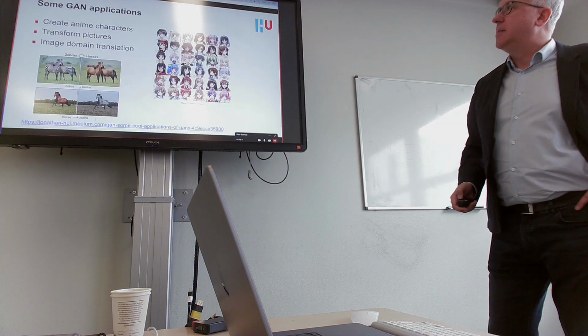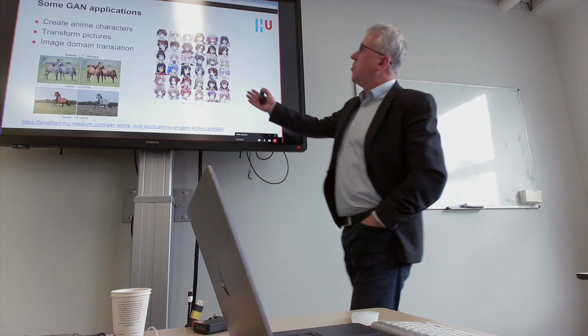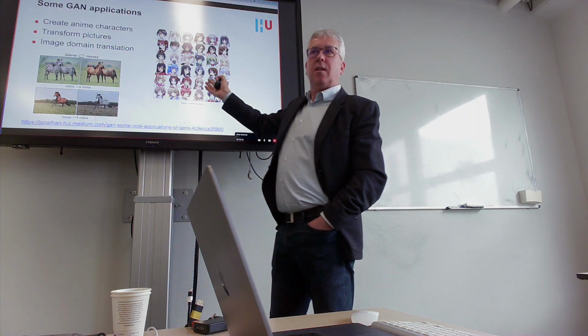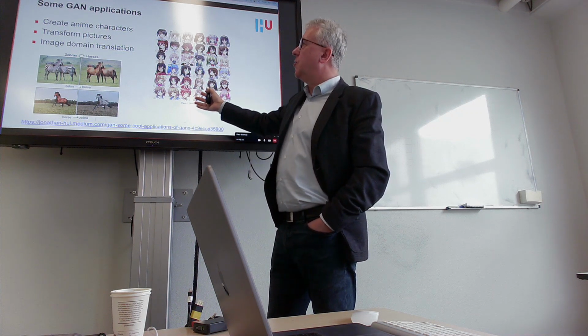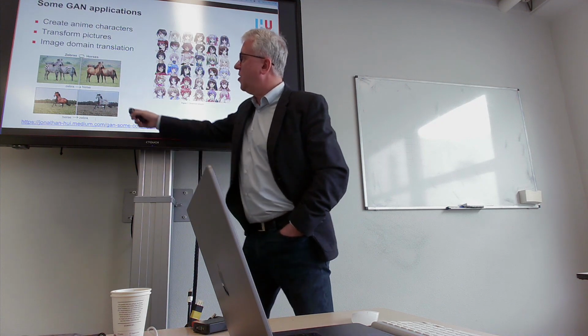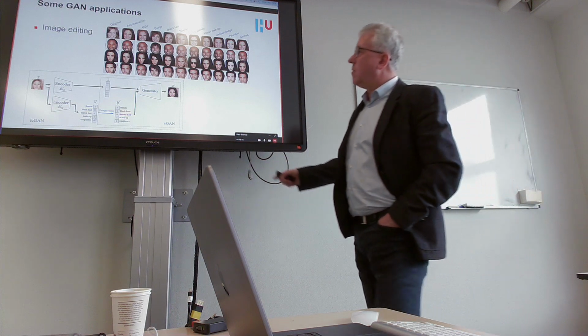Okay? So what can we do with this? Well, for example, create these enemy characters, new ones, quite easily. You put in some examples and it will generate similar examples. Transform pictures, like image domain translation, the one that I showed you. This is an interesting one.